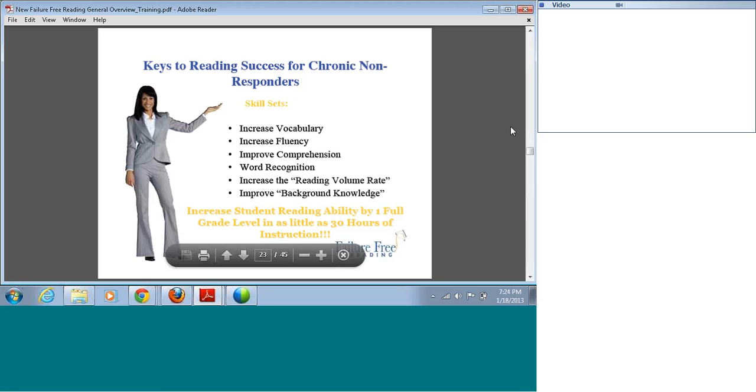reading volume rate, and the background knowledge piece could probably go up at the top in a working relationship with vocabulary. As the students expand their background knowledge and they expand their vocabulary, suddenly they become more fluent readers, and they also become effective at comprehending what they read.